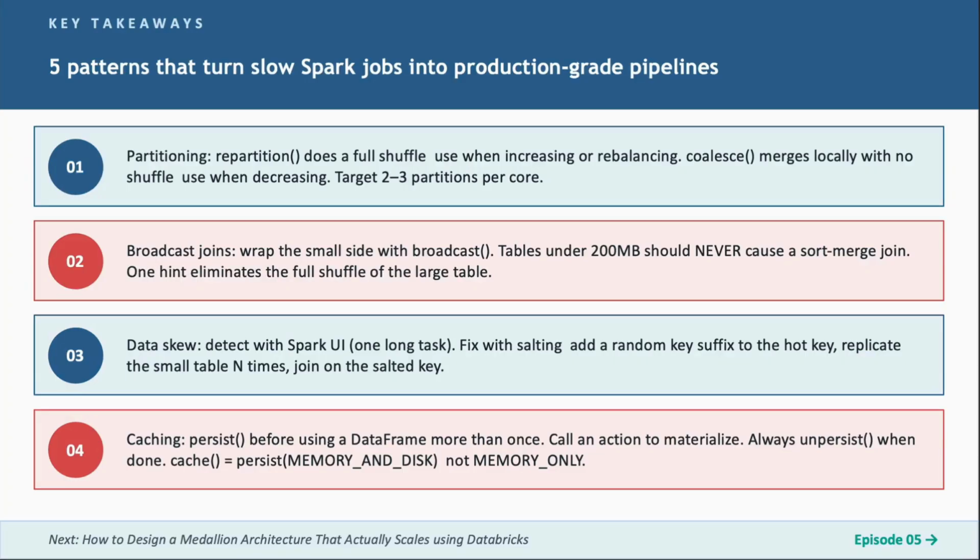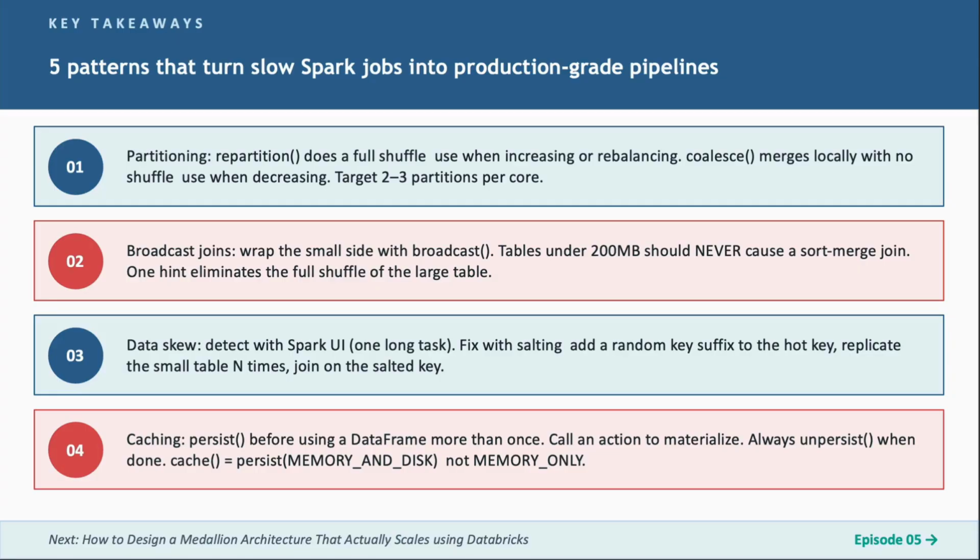So 4 takeaways for this video, the ones worth saving. 1. Partitioning: repartition does a full shuffle, so use it when increasing or rebalancing. Coalesce merges locally with no shuffle, use it when decreasing. 2. Broadcast joins: wrap the small side with broadcast, a table under 200 megabytes should never cause a sort merge join. 1 hint, 0 shuffle of the large table, verify with explain after every join.